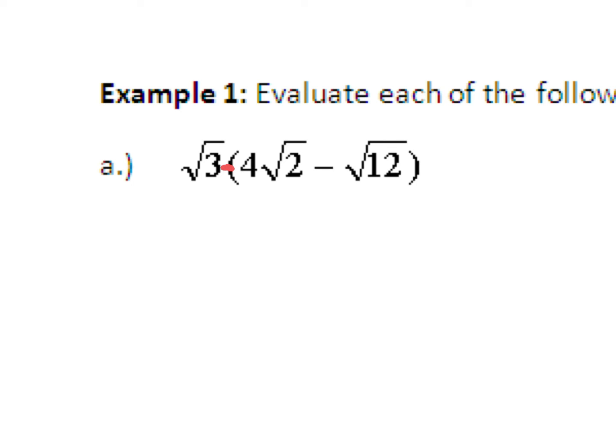So that square root of 3 is being multiplied by the quantity of 4 root 2 minus root 12. So I'm going to let the distributive property be my guide there. I'm going to take the square root of 3 and multiply it by 4 times the square root of 2. Do you see I popped that dot in there? Again, there wasn't a dot, but if you need the dot to remind you it's multiplication, just go ahead and put it there. And then I'll bring down my minus sign that's in the original problem. And then I have to take that square root of 3 and multiply it by the square root of 12.